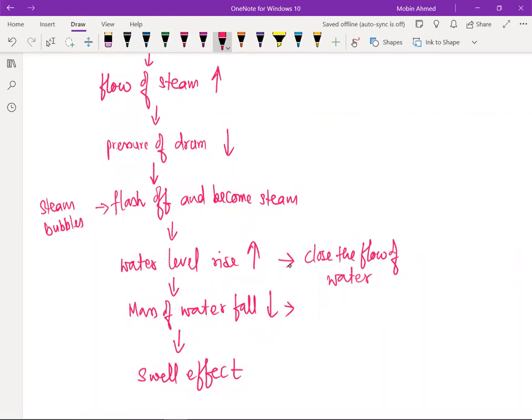It should have happened the other way around. It's supposed to open, or it's supposed to increase the flow of water. But it is happening in the opposite way. Okay, it is going to happen in the opposite way. And that's why this control is there.